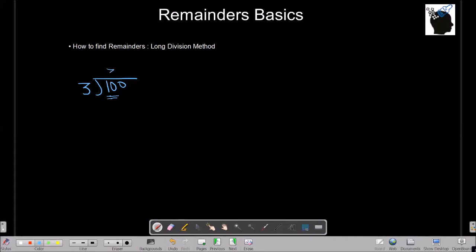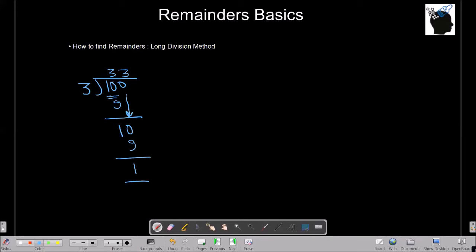I know that 3 times 3 is 9. So I'll multiply 3 and 3 to get 9 and write 9 below 10. Then I will subtract 9 from 10 to get 1. Again 1 doesn't go by 3. So I will take the 0 down to have 10 again. And I know 3 into 3 becomes 9. So this becomes 9 and I'm left with 1. So 1 becomes my remainder.